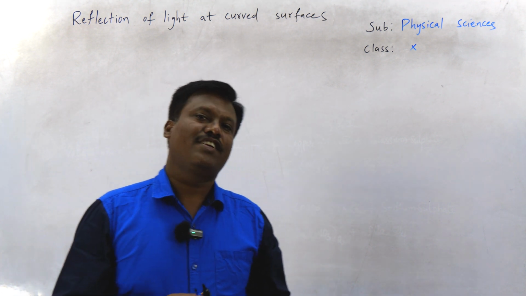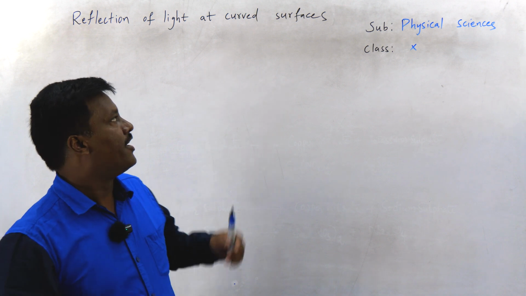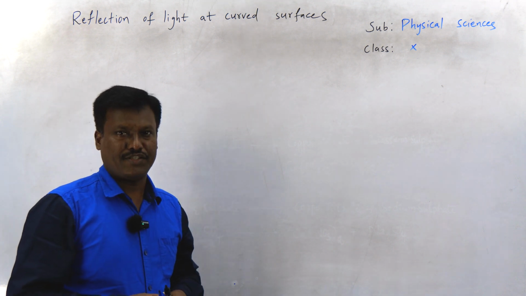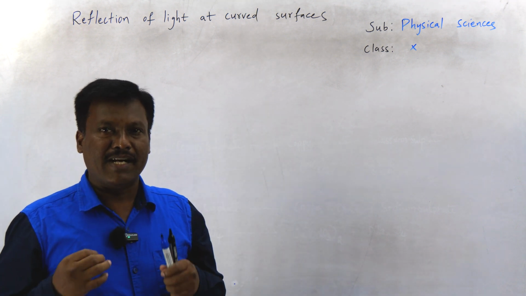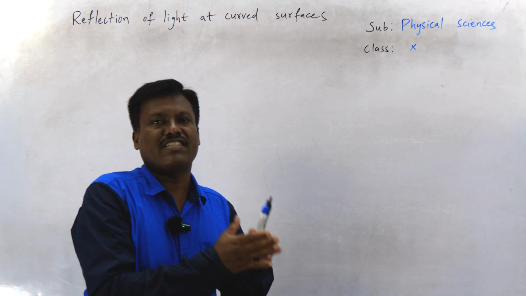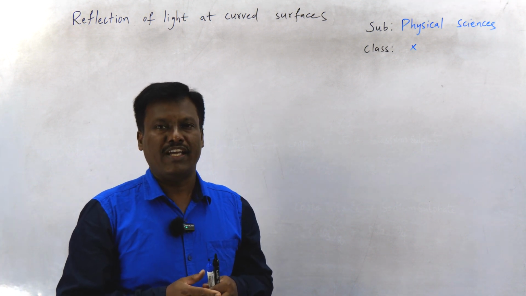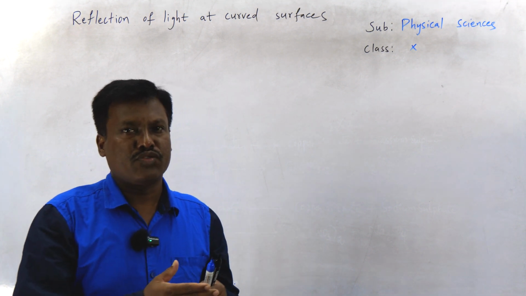This is physics class, chapter 1, 10th class, reflection of light at curved surfaces. To understand this lesson in a better way, we need some basics that we have discussed in the earlier video. Okay? I hope you have gone through those videos.